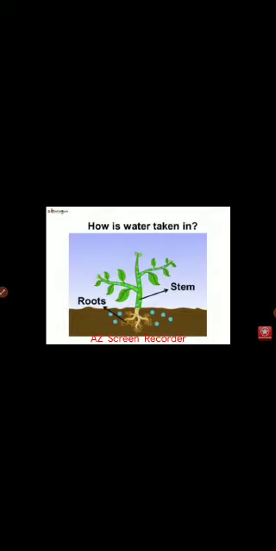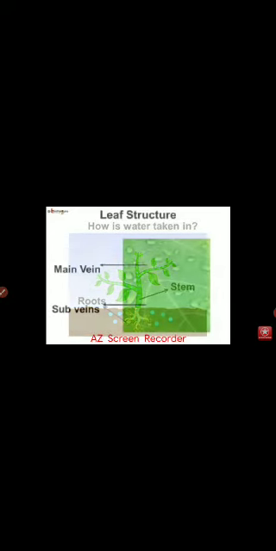How do plants take in water? The roots of plant absorb water and minerals from the soil and transport them to other parts of the plant. The stem takes them to leaves.